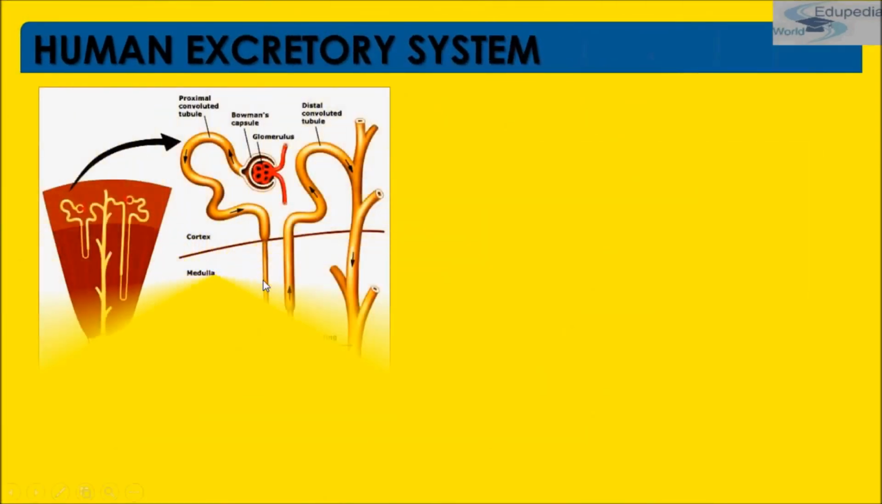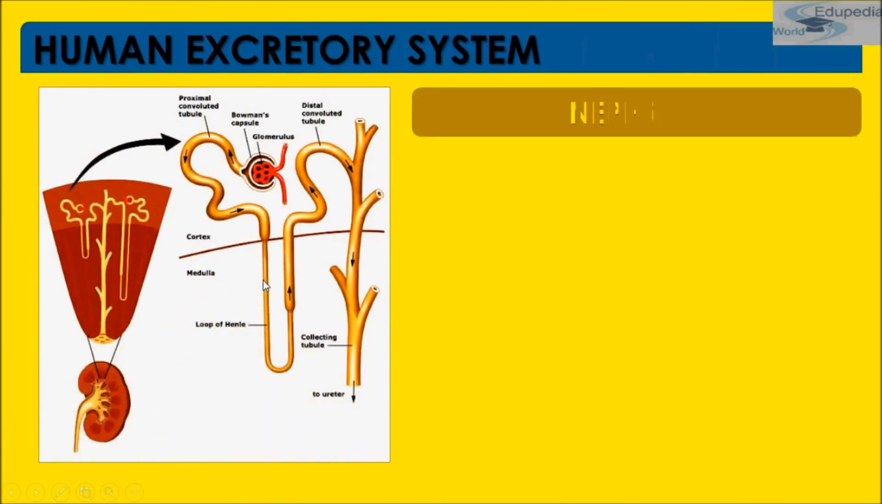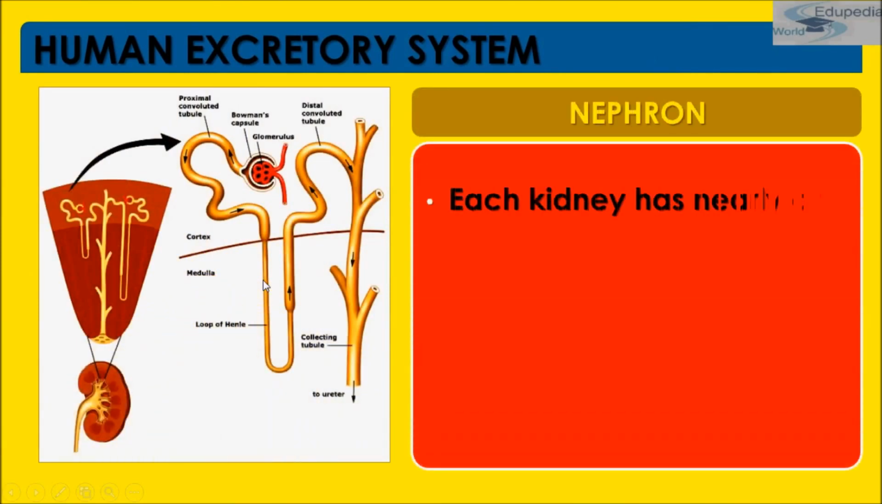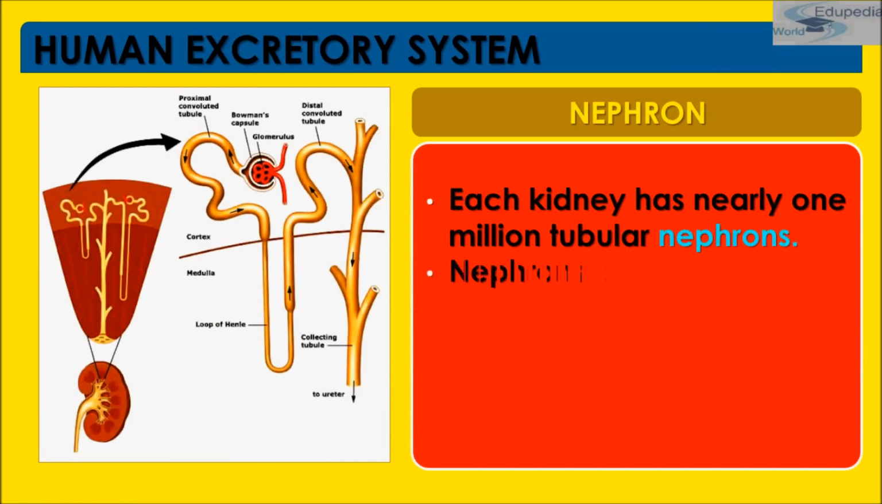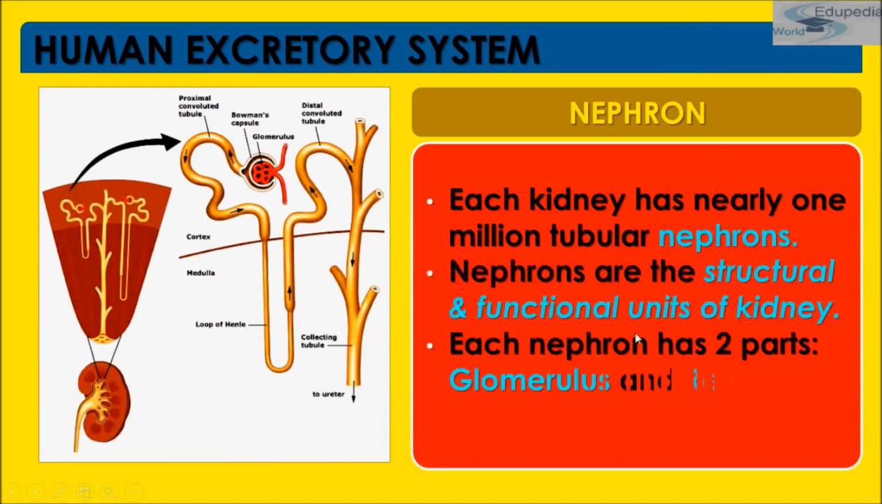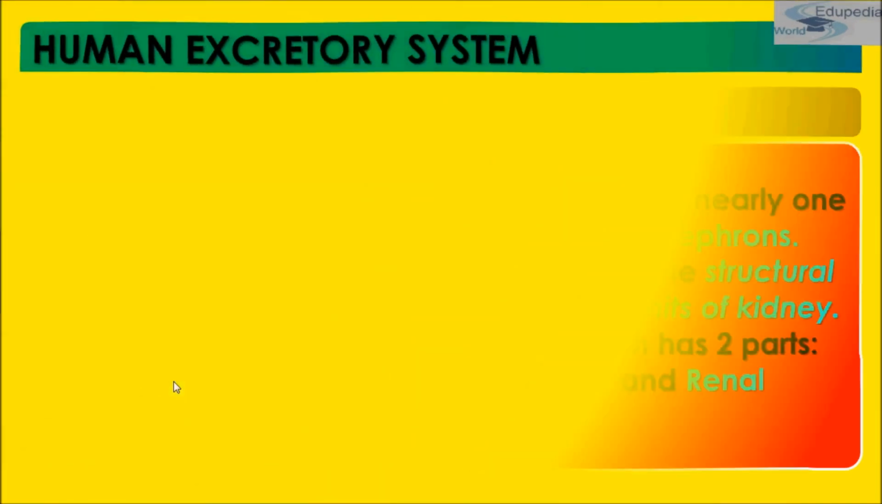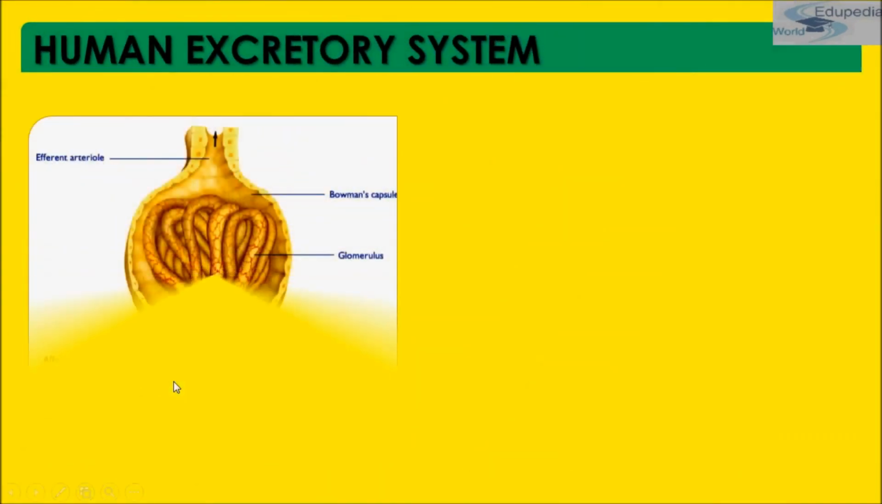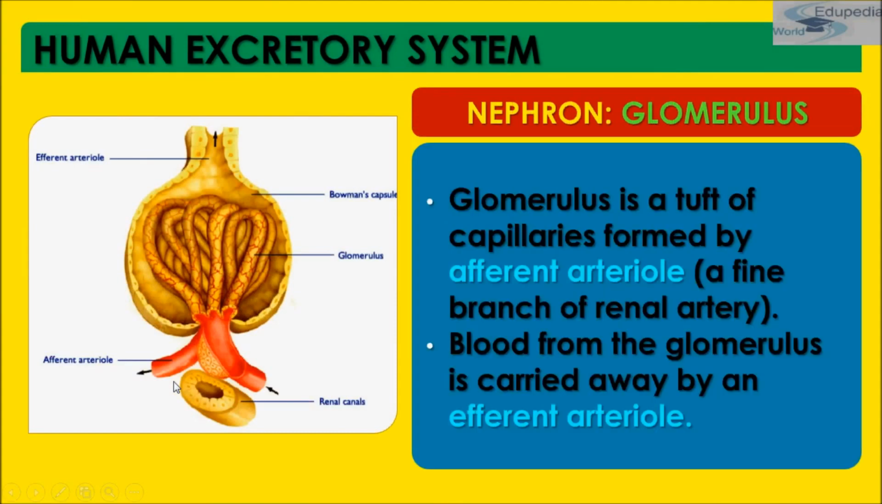Now we'll see, and it will be more clear to all of you, the nephron. Each kidney has nearly 1 million tubular nephrons. Nephrons are the structural and functional unit of the kidney, and it has two main parts. First is the glomerulus and another is the renal tubule, okay? First, we'll study the glomerulus here.